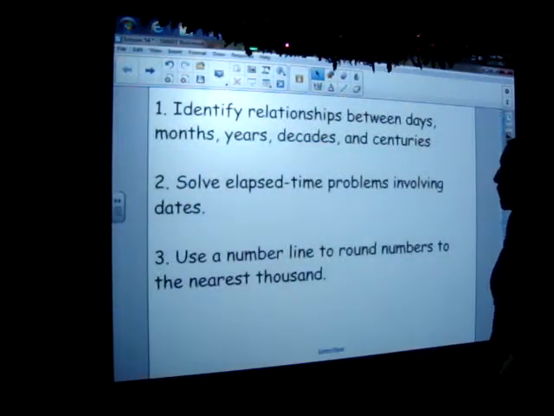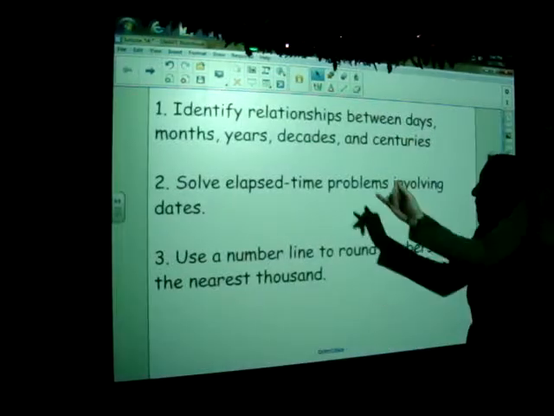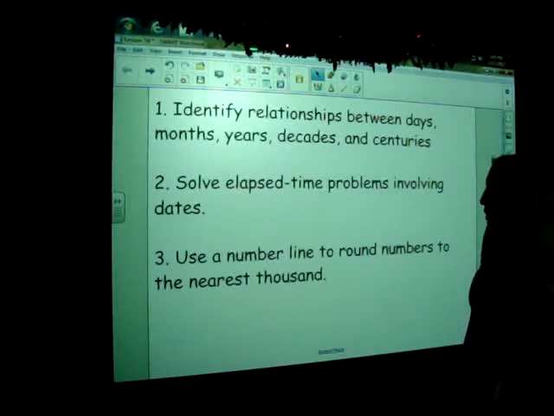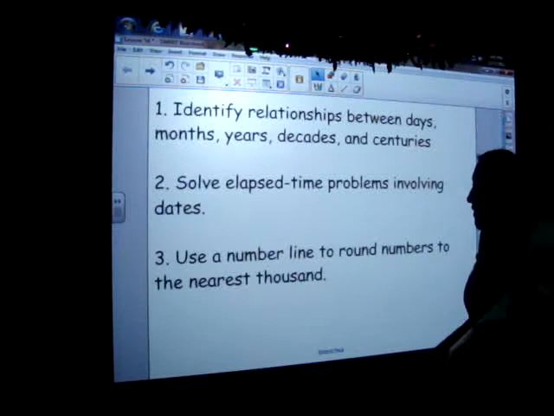On lesson 54, we're going to work on a couple of things. First, identifying relationships between days, months, years, decades, and centuries. Then we'll solve elapsed time problems using dates. And then we're going to use a number line and work with numbers to round to the nearest thousand.